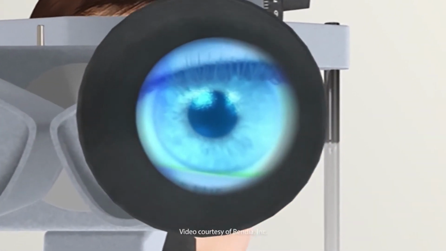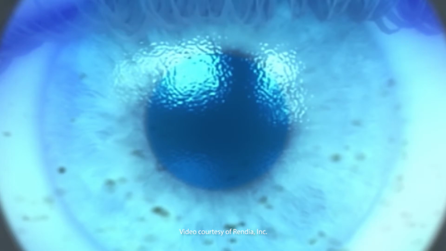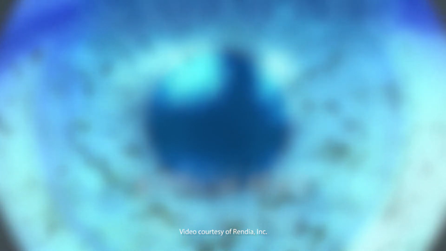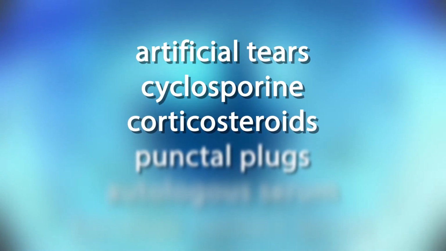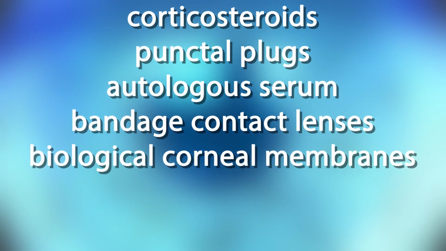There are many new innovative diagnostic tests being developed, which help detect things like tear osmolarity and meibomography. These may prove to be very useful, but the first and easiest step starts with the use of vital dyes. Depending on the severity of the patient's condition, you can recommend from a variety of treatment options: artificial tears, cyclosporin, corticosteroids, punctal plugs, autologous serum, bandaged contact lenses, and biological corneal membranes.